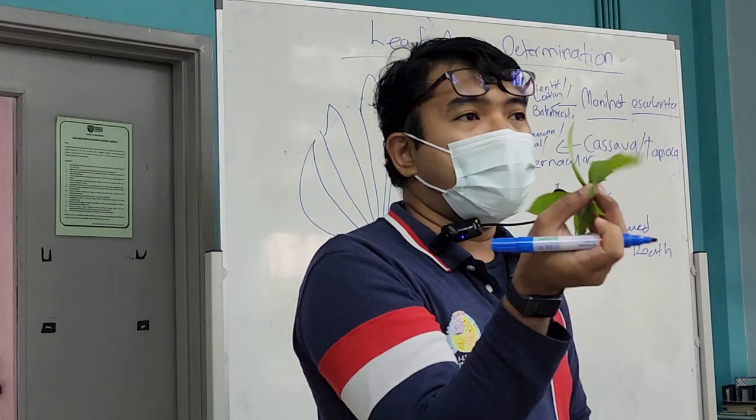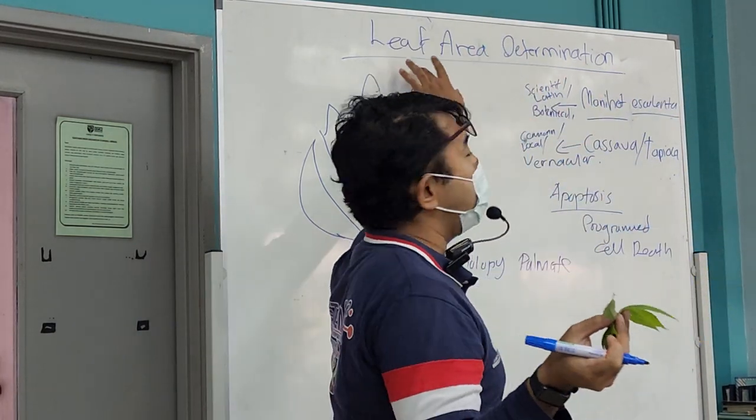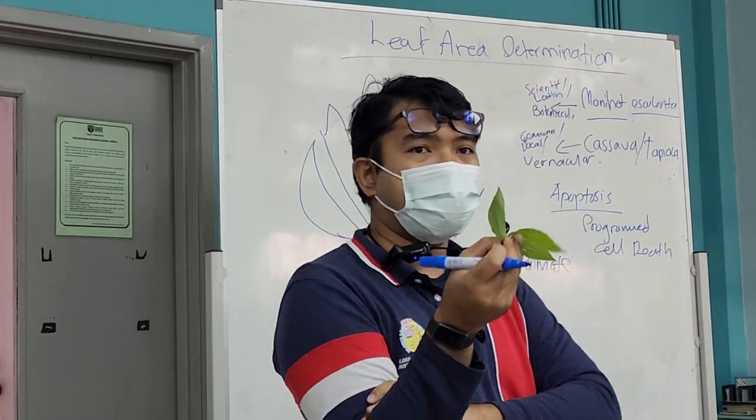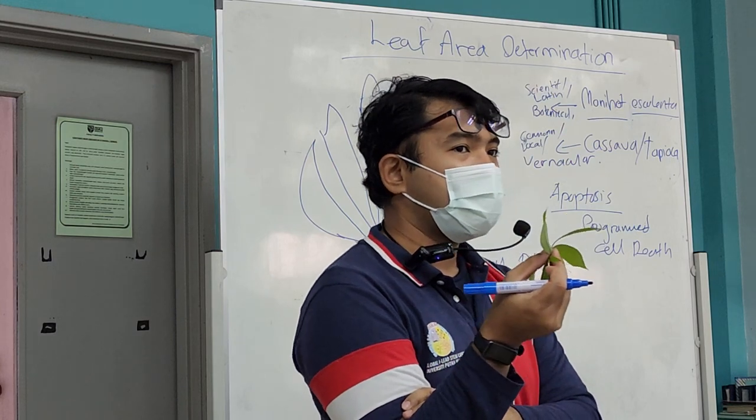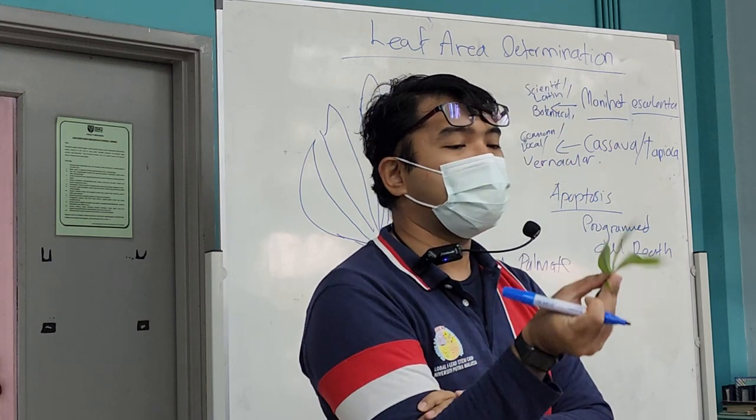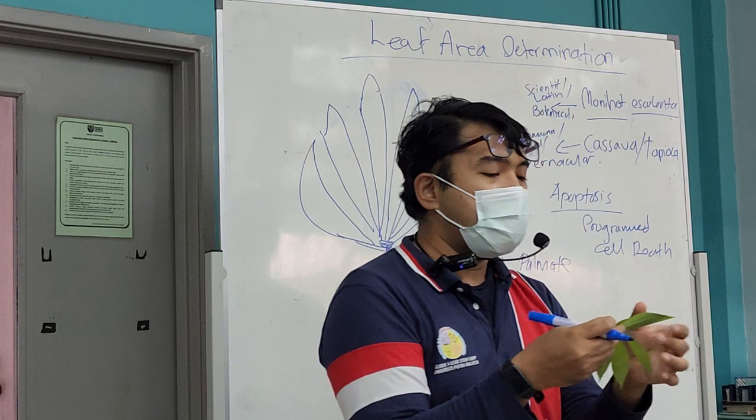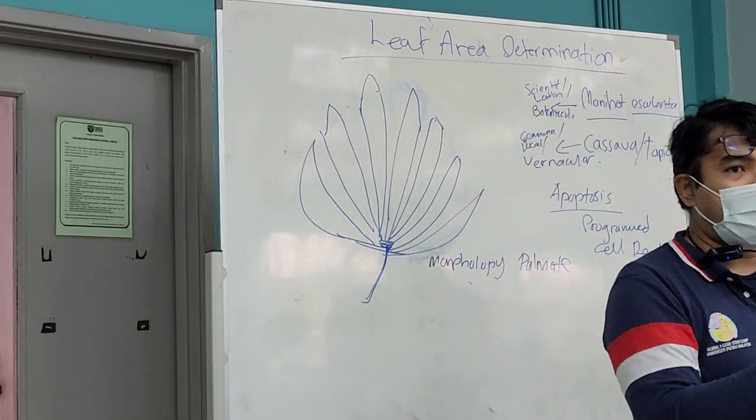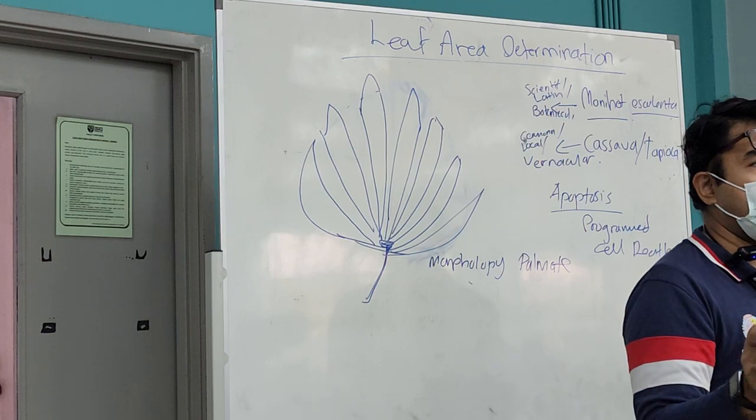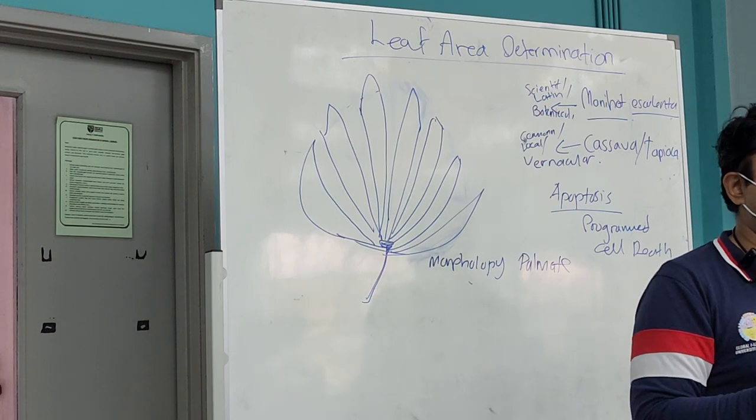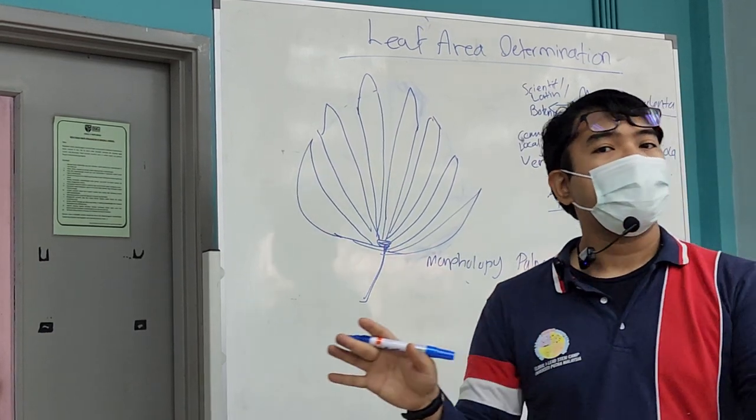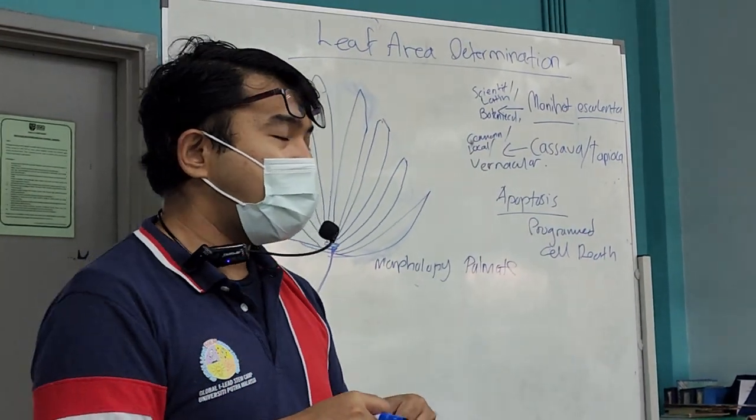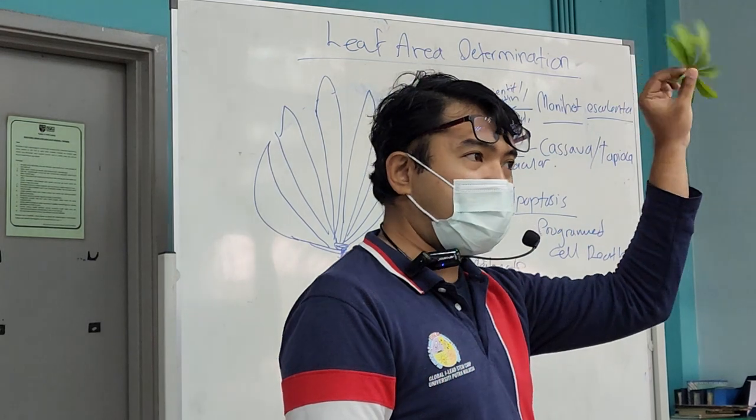Why it is important to know leaf area? Why is it important? Understand one thing. This is an organ of a plant. Okay. Organs means it has got functions like you. Do you have organs? Okay. Any organs of yours that is similar to a leaf?